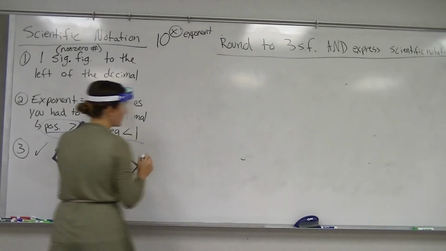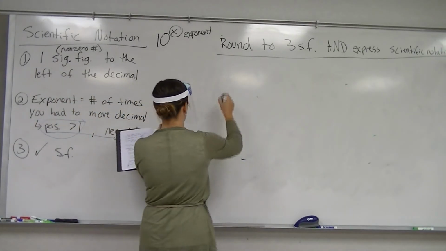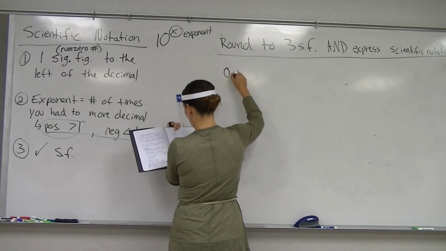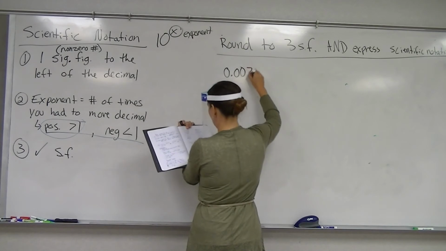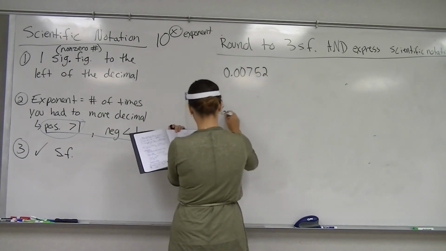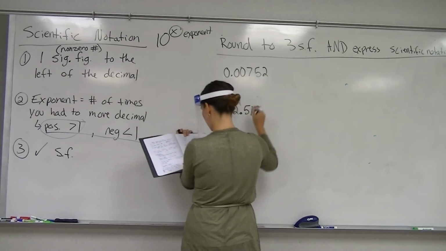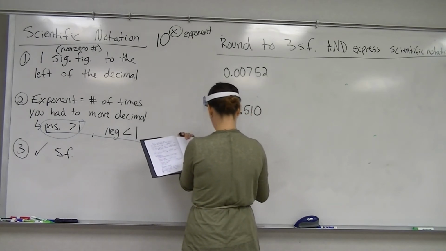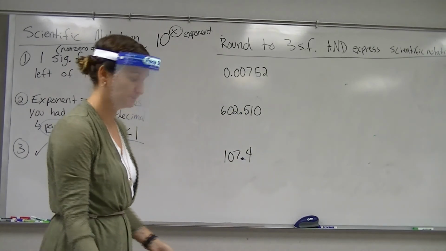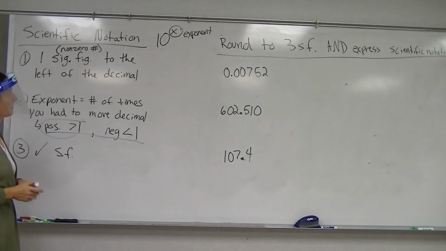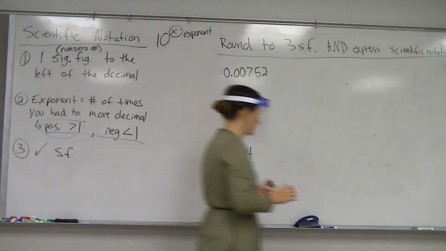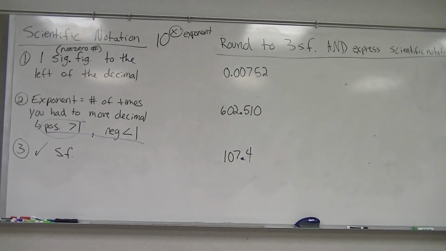So I'm just going to write some numbers and we're going to work through them. A ton of examples, but we'll start with those ones. All right, so we're going to take it one step at a time. We're going to start by rounding to 3 significant figures. What that means is we need to count out 3 significant figures, look at the number next to it, round if necessary.